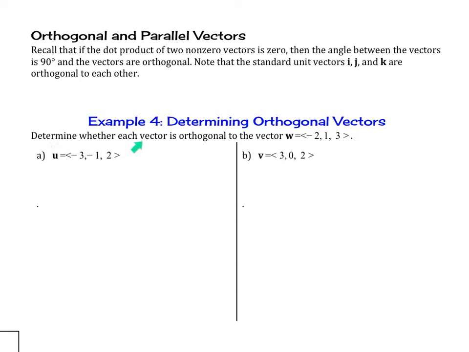Now determine whether each vector is orthogonal to the vector w = <-2, 1, 3>. So all we're going to do is go ahead and multiply these. If we get 0, then they are orthogonal. If it's not, then it's not orthogonal.